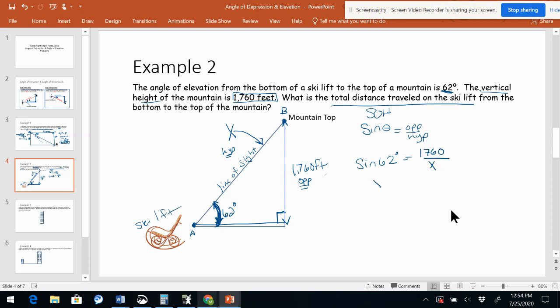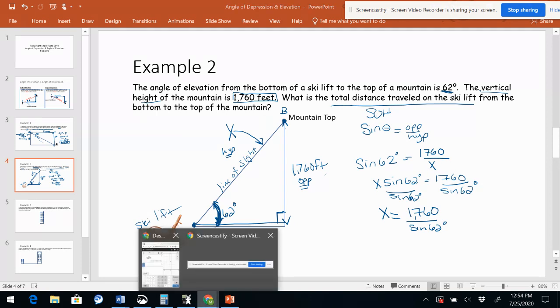So again, I'm going to solve for X. I get X times sine of 62 equals 1760. I divide both sides by sine of 62. Sorry, this one's not very clear. I get X equals 1,760 divided by sine of 62.